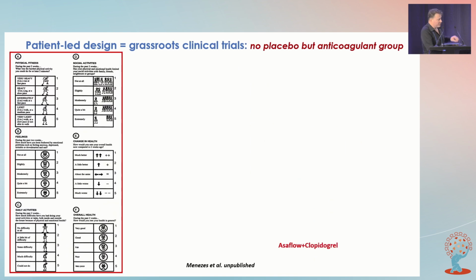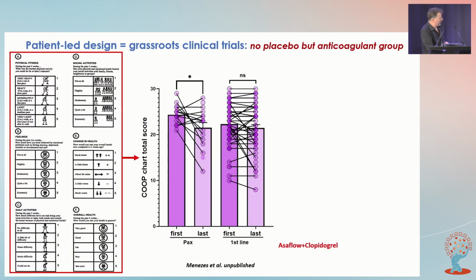So this is the COOP chart that I'm talking about. This is our other secondary outcome. As shown on top, we didn't have a placebo, but we had a comparator group, again learning from the HIV field and the lecanemab trials, where there is a comparator arm. In fact, all of the cohort had received anticoagulant prescriptions as a first-line treatment.